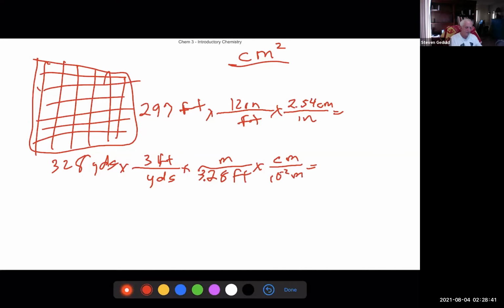So the top number is 297, times 12, times 2.54. So your top value is 905,256. Let's say it's 3 significant digits, so 9.05 times 10 to the, and this is 1, 2, 3, 4, 5, 10 to the 5th. Okay.